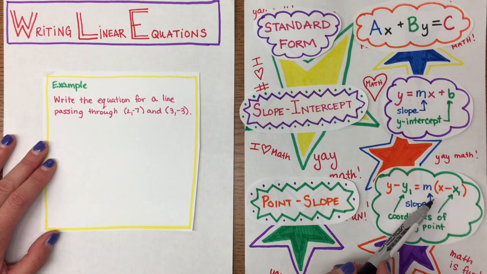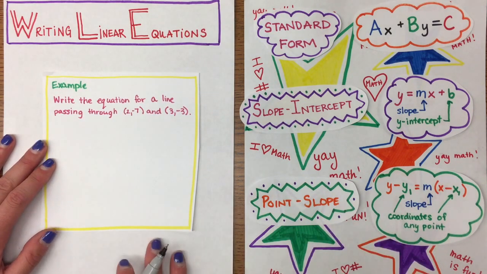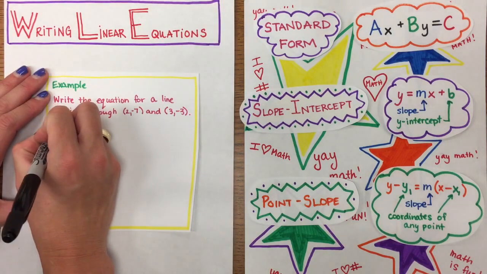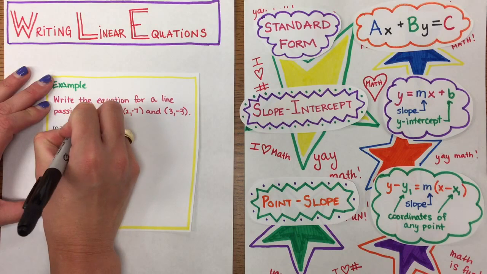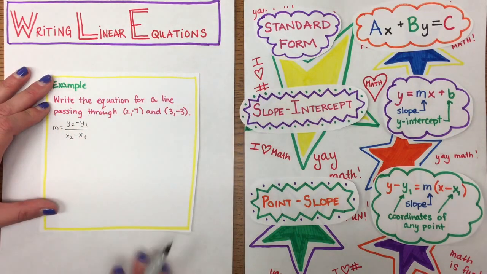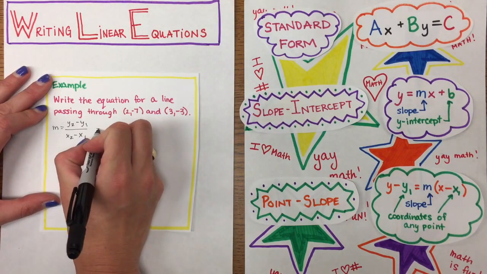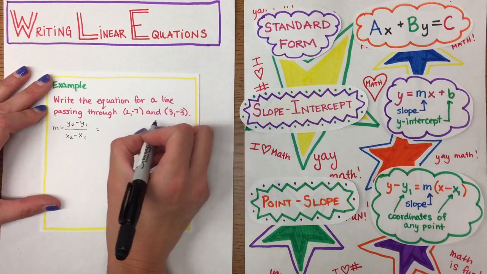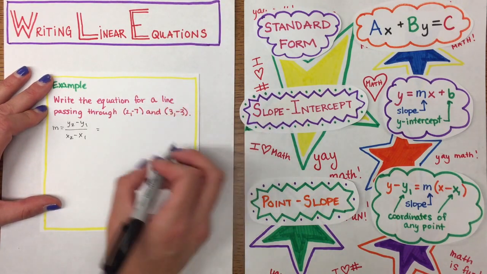I still don't know my slope, but I do have a point on the line. So I'm going to start by finding my slope. That will be my first piece. To find my slope, y2 minus y1 over x2 minus x1. It doesn't matter which point is 2 and which point is 1 as long as you are consistent. So here, I'm going to take this point to be 2, this point to be 1.